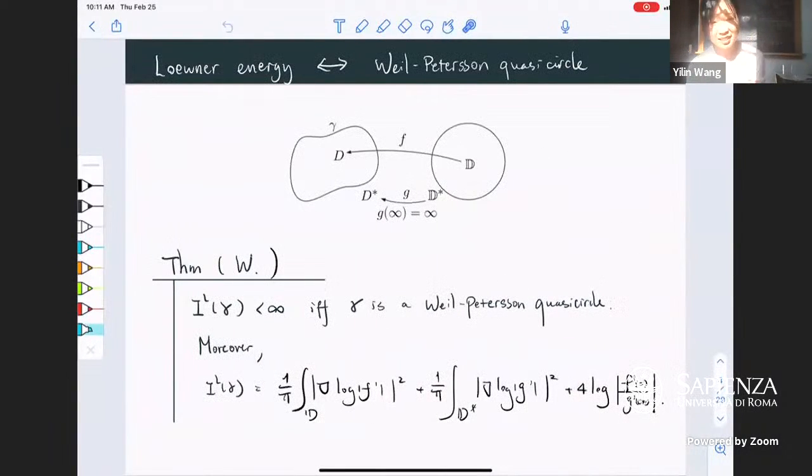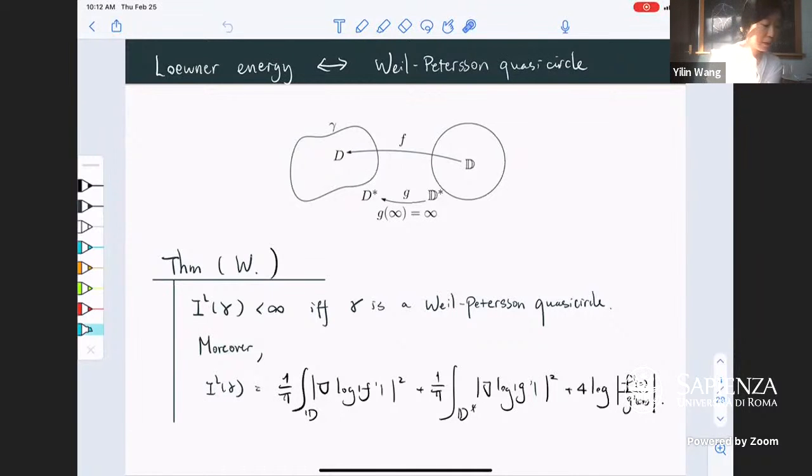That's the plan. And just to remind you what a Weil-Petersson quasi-circle is, and thanks also for the question in the chat. We say that gamma is a Weil-Petersson quasi-circle if, for the conformal map f from the inside disk to the inside of the curve gamma, log of f prime has finite Dirichlet energy. If this quantity is finite, then we call it a Weil-Petersson quasi-circle.